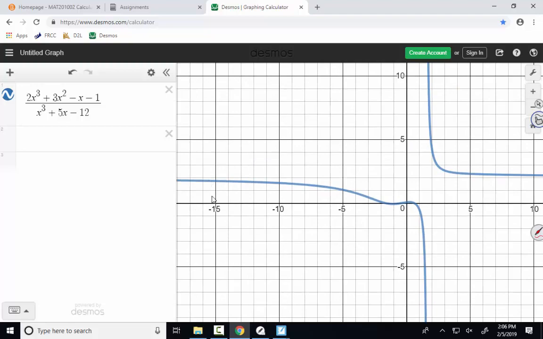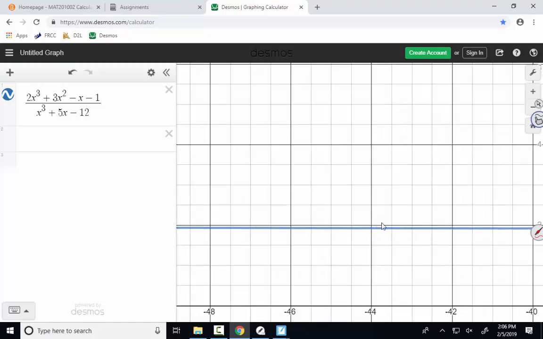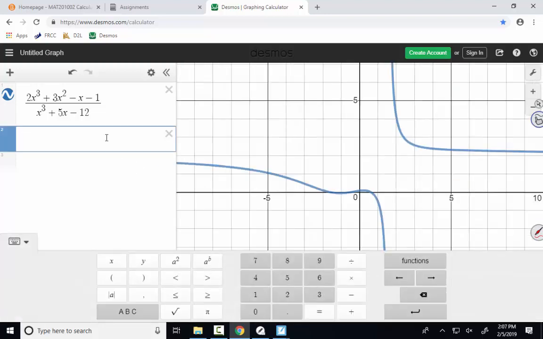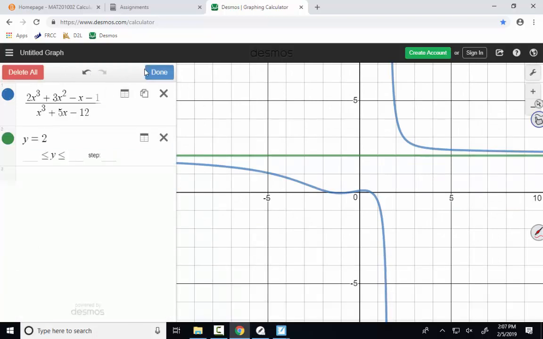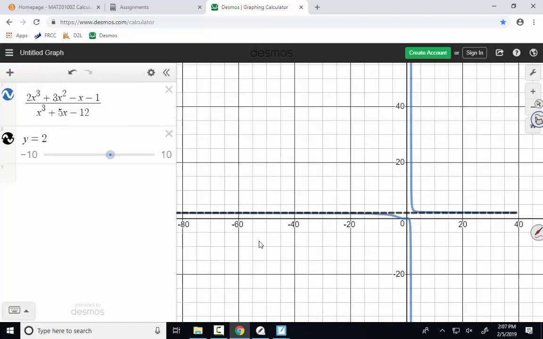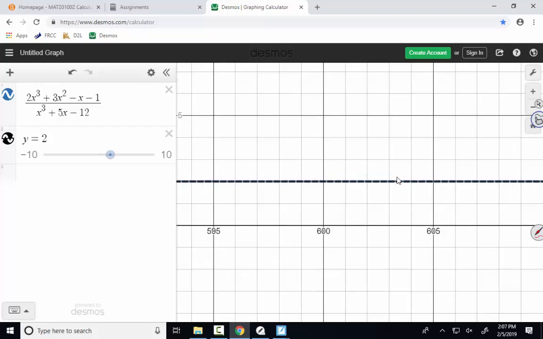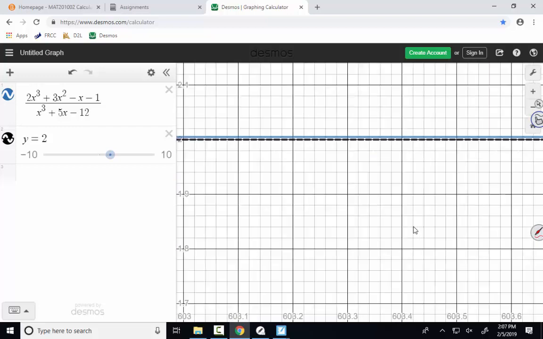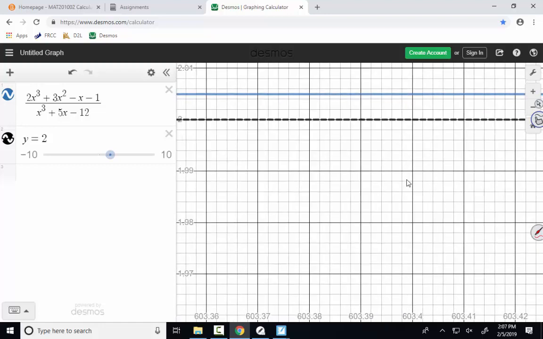Is it actually at 2 right here? When we zoom in, it's still below 2, but we're not quite sure. And so we compute the limit, and it comes out to be 2. We're probably very sure at that point. That's our horizontal asymptote. And we would expect, for large values, an x value of 600 even, the function to be very close to the asymptote.